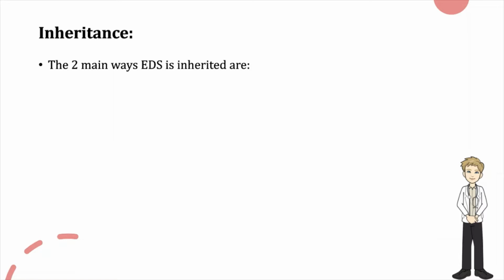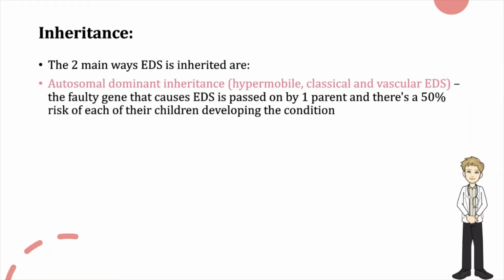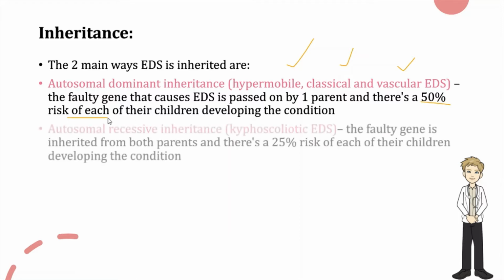So if we first talk about inheritance, there are two main types by which this EDS syndrome can be inherited. The first one is autosomal dominant inheritance. Hypermobile, classical, and vascular types of EDS are transmitted through autosomal dominant inheritance. The faulty gene that causes EDS is passed on by one parent, and there is a 50% risk of each of their children developing this condition.